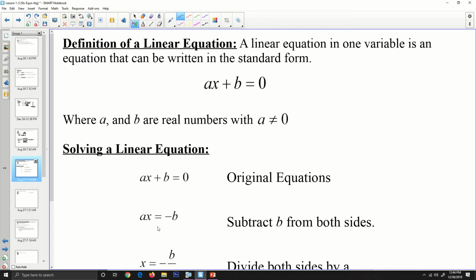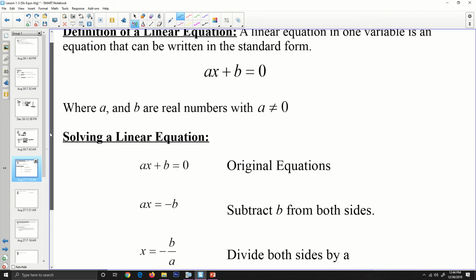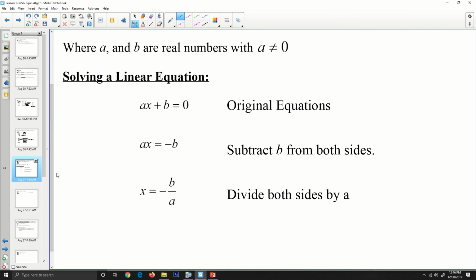All right. A definition of a linear equation. A linear equation in one variable is an equation that can be written in the standard form ax plus b equal to 0, where a and b are real numbers with a not equaling 0. And to solve a linear equation, we follow the order of operations. We start with the original equation, and we're going to add or subtract b from both sides, and then we're going to divide both sides by a, and that will be our solution.